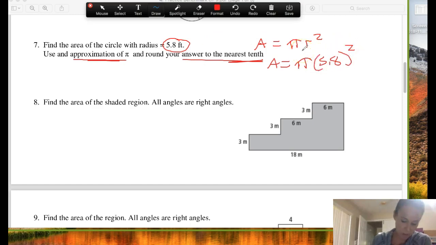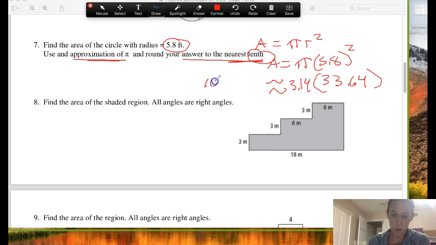So I'm just going to go 5.8 times 5.8, and that's going to give me 33.64. Now I'm going to multiply that by pi. Use an approximation of pi, so I'm going to use 3.14, or you can use the pi button on your calculator. Multiply that by 3.14, and that should give you approximately 105.6, and we're going to round to the nearest tenth. So it's actually 105.6296.